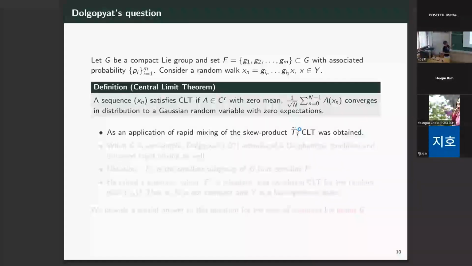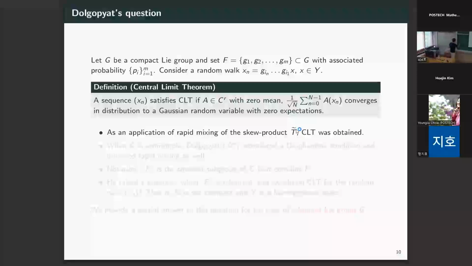If you have a group, and F is G1 to Gm, because in the base, I can choose a different letter from 1 to m, and then it induces a random walk on the fiber. And if a system T tilde satisfies rapid mixing, then it satisfies the central limit theorem. So in the fiber, we have Xn, but Xn is actually a random variable, after the n-th product.